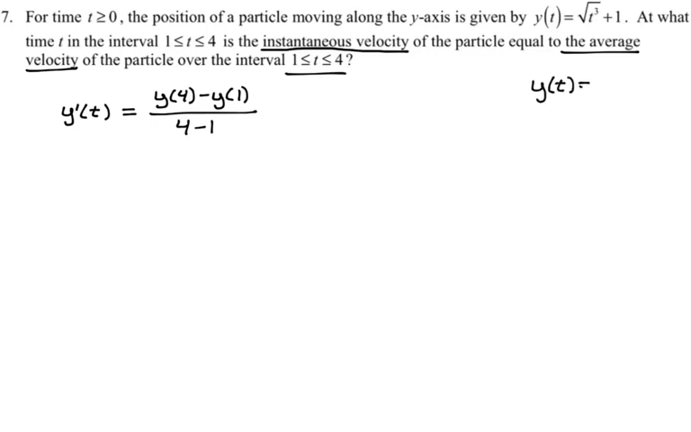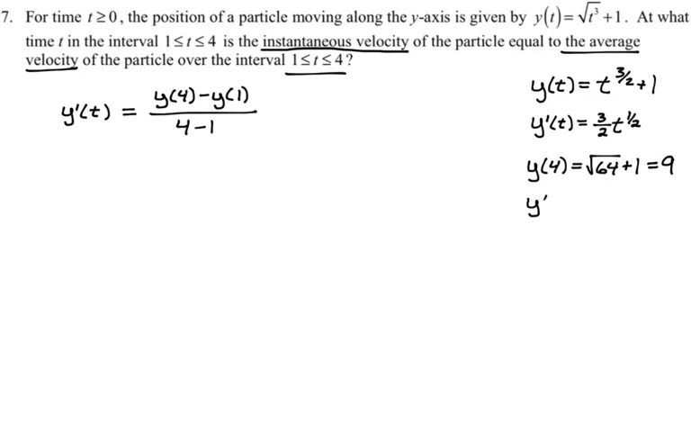So y of t I'm going to rewrite as t to the 3/2 plus 1. Derivative of that is a power rule problem. So I get 3/2 t to the 1/2. And then y of 4, just by subbing in, you get square root of 64 plus 1, which is 8 plus 1, which is 9. And then y of 1, you get 1 plus 1, which is 2.